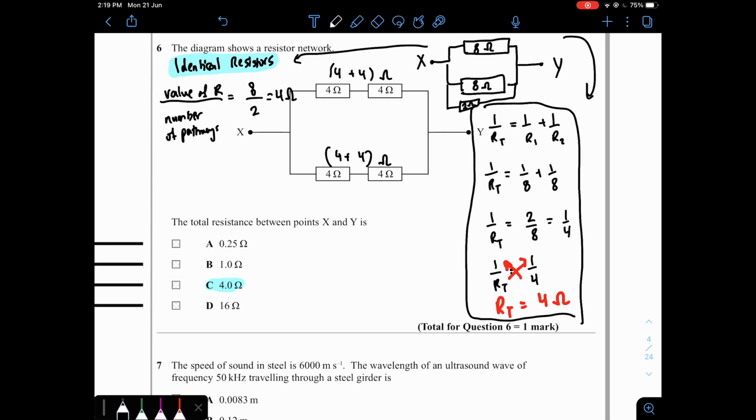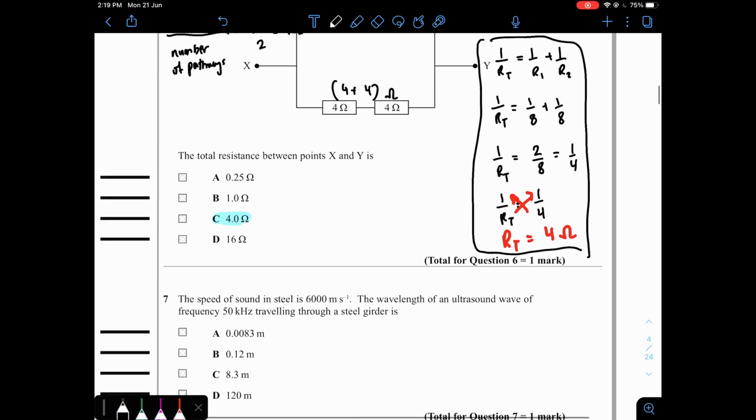This cannot apply anymore, because we have 2 ohms. Even though we have 2 identical ones, the third is not the same in its 3 pathways. So we cannot use this method. We can only do it when all of them are identical. So it's very important that you remember that.